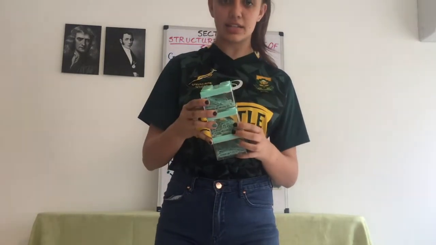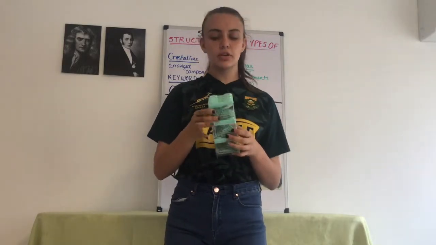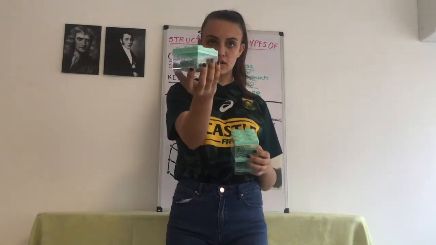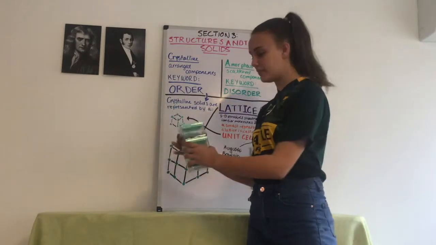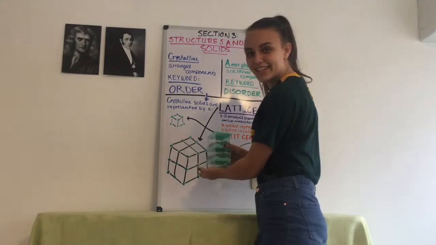So an easy way to understand, oh, you cannot see me. Okay. An easy way to understand this through a model is that this would be a unit cell, but when we put all 3 of them together, it would be a lattice. So again, unit cell, lattice.